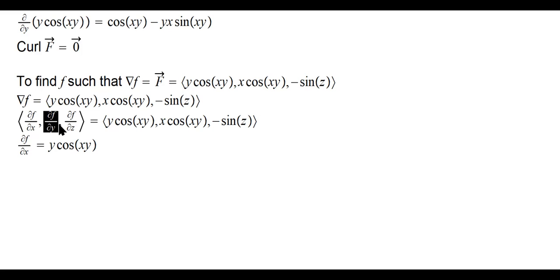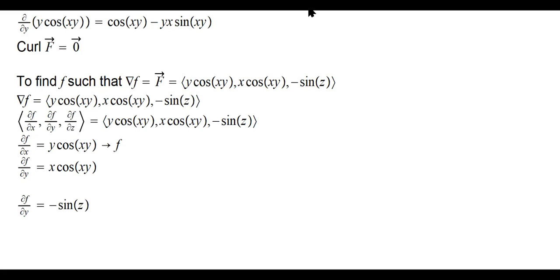df/dy is x cosine xy, right? And df/dz is negative sine z, okay? So when we go in search of that f, look at this here. This is the partial derivative of f with respect to x.